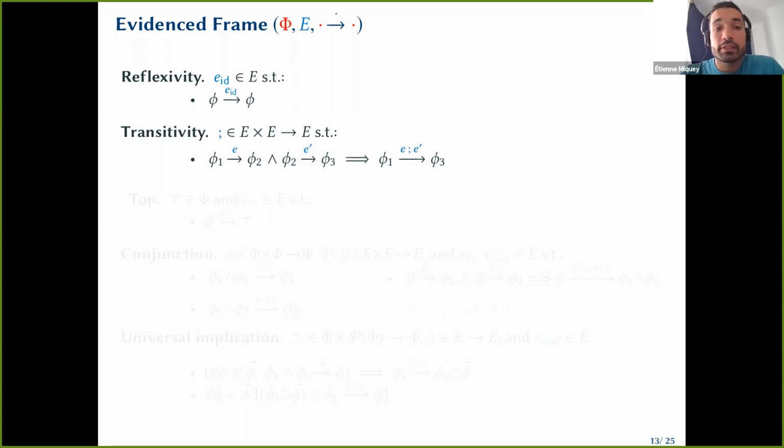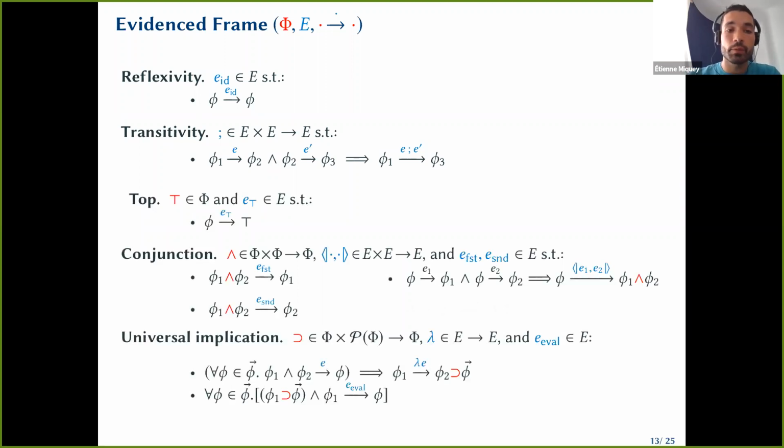So how is an evidence frame defined? We actually only ask for evidences and propositions to present a minimal structure to have an interpretation of logic. So we want to have a proof of reflexivity, that is some evidence that phi entails phi. We want evidences to have a way to compose. So we want to be able to compose one evidence from phi1 to phi2 and another one from phi2 to phi3 to get something from phi1 to phi3. And for the logical parts, we want to have something in the propositions that represents the maximal element, an element which we call top, and a proof that anything entails top.